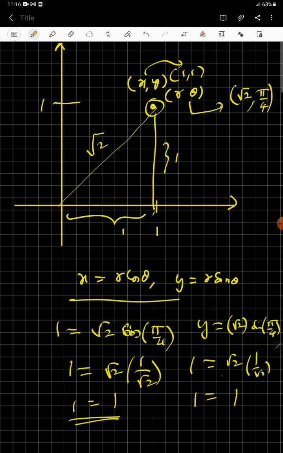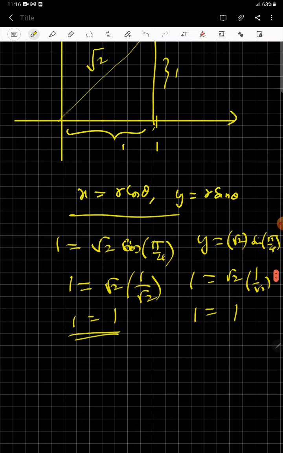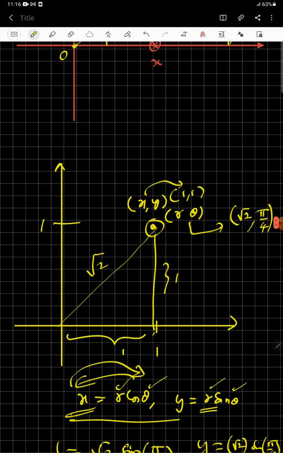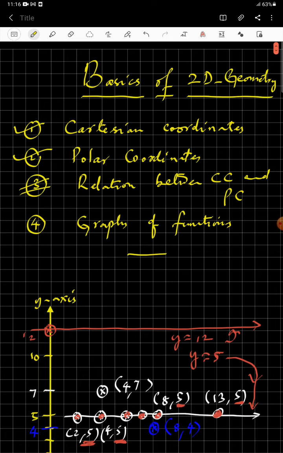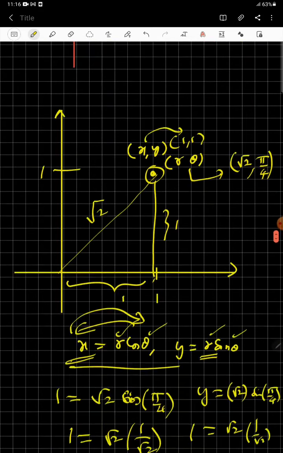This is one way of looking at it. The other way is, if we know r and theta, we can find what is x value and what is y value. If we know x and y, we can tell what is r and theta. So we can jump from x and y to r and theta and back, that is from r and theta to x and y. So this is the relation between Cartesian coordinates and polar coordinates. Now comes the very interesting thing, that is the graphs of functions. So let us see.